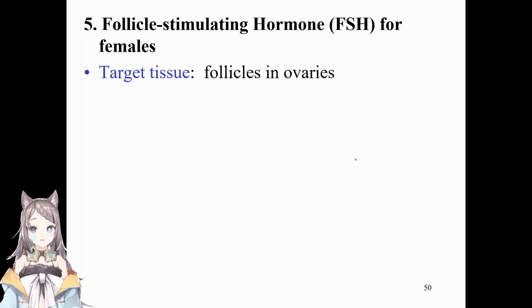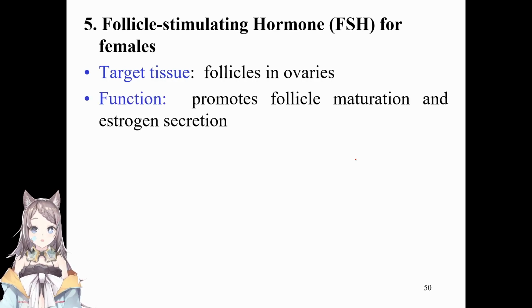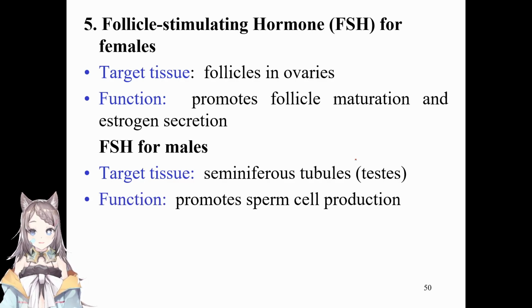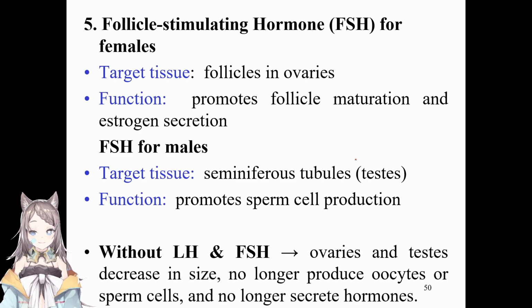Next, you have your follicle-stimulating hormone for females. The target is your follicle in your ovaries. It promotes follicle maturation and estrogen secretion, primarily for the preparation of pregnancy. For males, on the other hand, its target tissue is your seminiferous tubules in your testes, and it also promotes sperm cell production. So if you have an absence of luteinizing hormone or follicle stimulating hormone, the ovaries and the testes will decrease in size, no longer produce oocytes, and no longer secrete hormone. If you encounter this problem, you have a very large problem on your hands.